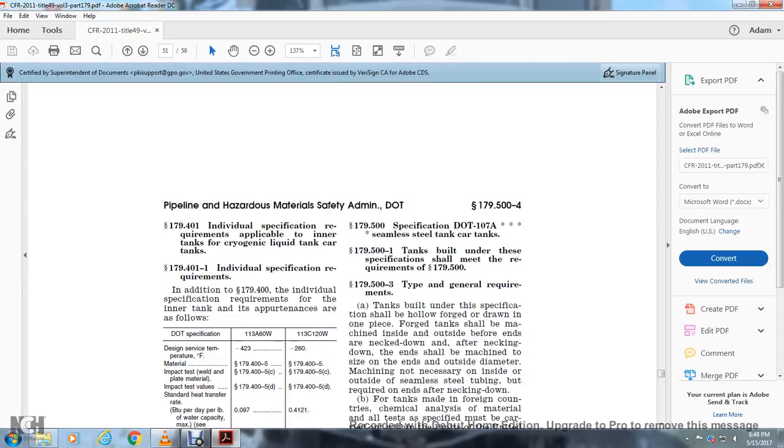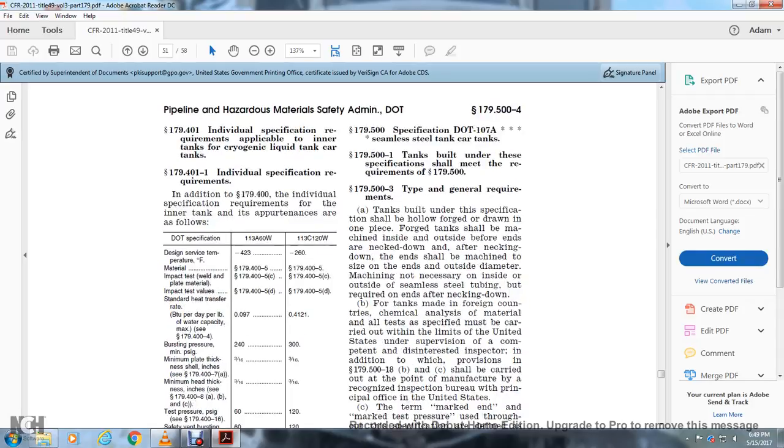179.500, specification DOT 107, seamless steel tank car tanks. 179.501: tanks built under this specification shall meet the requirements of 179.500 through 179.503 and the general requirements. Tanks built under this specification shall be hollow forged in accordance with the drawing, in one piece. The forged tank shall be machined inside before the end of the neck down, but after the necking down, the ending of the end shall be machined to the size of the outside diameter. Machining is not necessarily on the inside of the outside seam in the stainless tube, but is required at the end of the necking down.